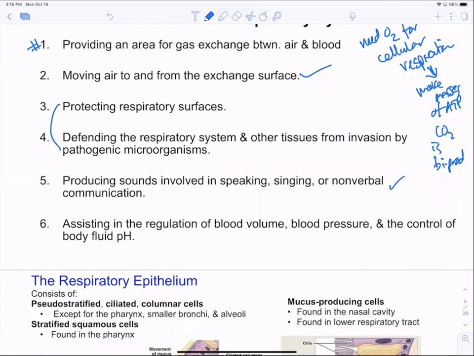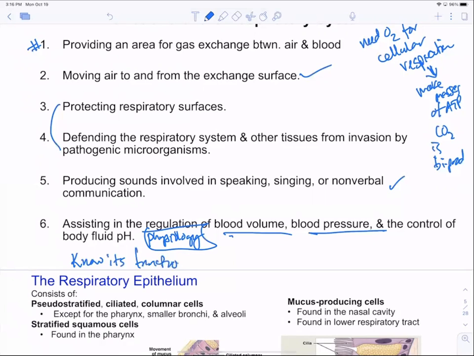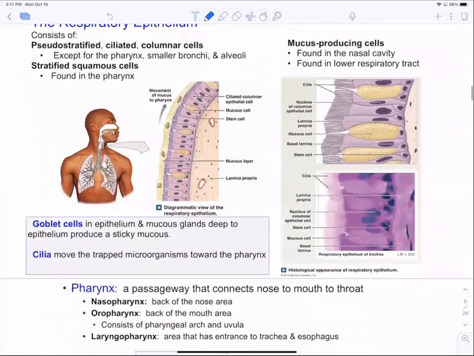And then assisting in blood volume, blood pressure, and control of pH, right? So this really we go through when we study physiology. So these are physiology concepts. So you don't need to worry about that now. You just need to know it's a function. Know its function for anatomy. But when you get to physiology, you learn how it controls blood volume, blood pressure, and pH, right? So physio gets a little more complicated.